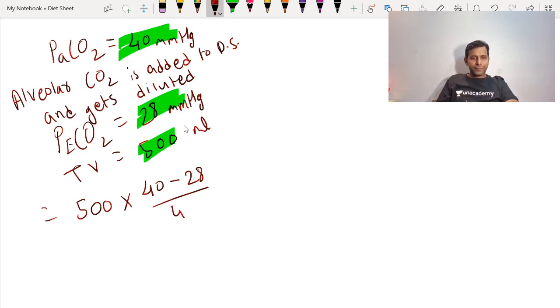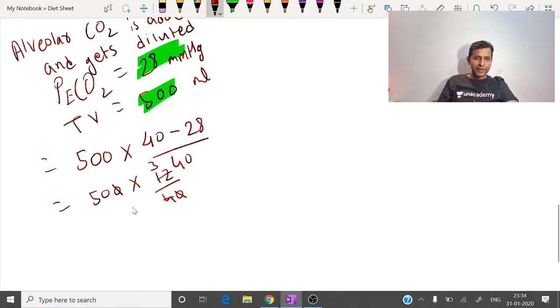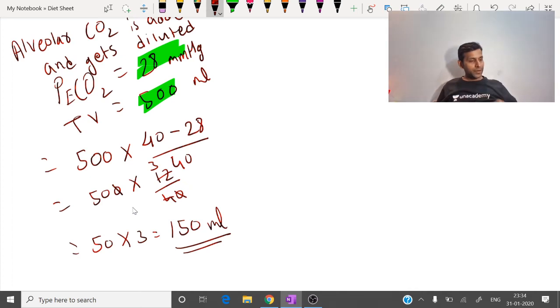is again 40. So calculating these things, 500 into 12 divided by 40. We'll just cancel out the 0 here, and 4 3s are 12. So the dead space we are going to get right now is 50 into 3, that will be 150 ml. So that's how we get 150 ml of dead space. Now these are the normal values we have taken.